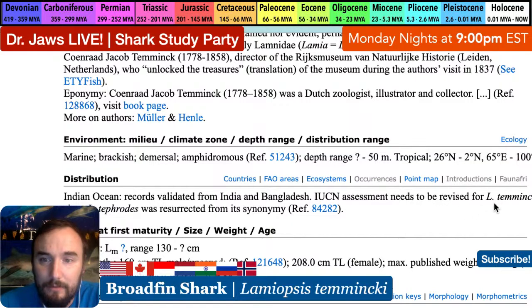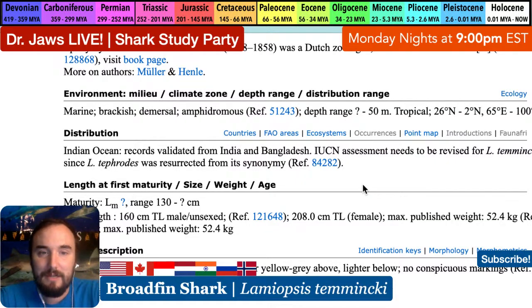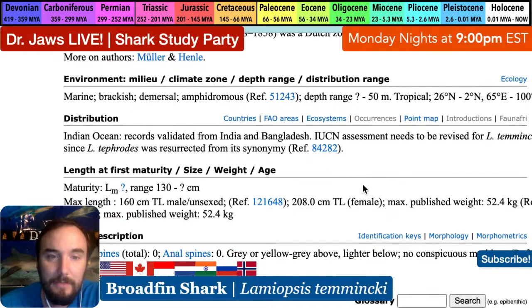The IUCN assessment needs to be revised for Lamiopsis temminckii, since Lamiopsis tephrodes was resurrected from its synonymy. So it looks like there's been a lot of taxonomic confusion with this species. Unfortunately, as we know on this channel, a lot of sharks are classified and reclassified. Both living and prehistoric sharks are constantly reassigned through time, even just in the span of a decade. So it's pretty interesting to see that there was another Lamiopsis in the past.